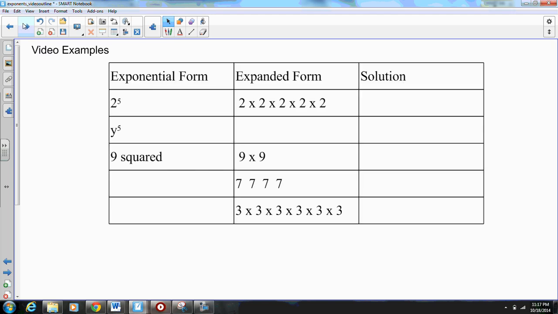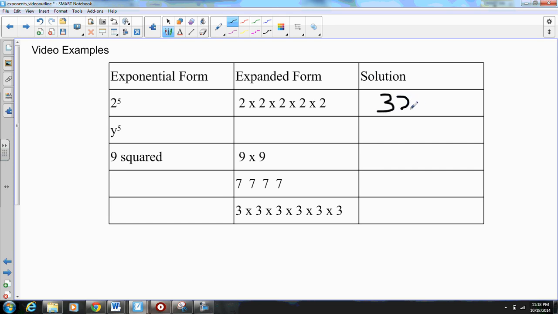Okay, you will need to fill in this chart as I fill it in for you on page 69 in your MSG. If we have exponential form of 2 to the 5th power, where 2 is the base number and 5 is the exponent, then in expanded form that means 2 times 2 times 2 times 2 times 2, which is the base number multiplied 5 times. And the solution, and of course you can use calculators, is 32.